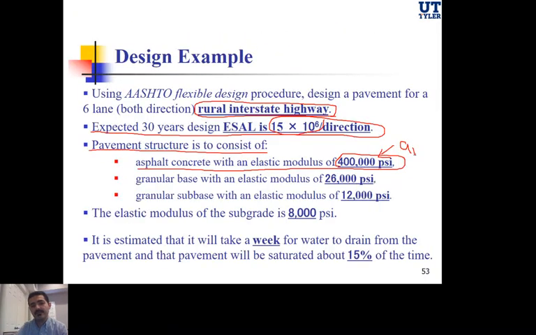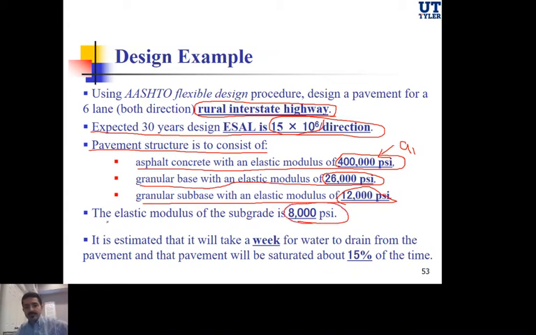Next, I have a granular base layer. The second layer will be a granular base layer with an elastic modulus of 26,000 psi. Then I have a granular sub-base layer with an elastic modulus of 12,000 psi. And then at the bottom of this whole structure, I have a subgrade soil that has a resilient modulus equal to 8,000 psi.